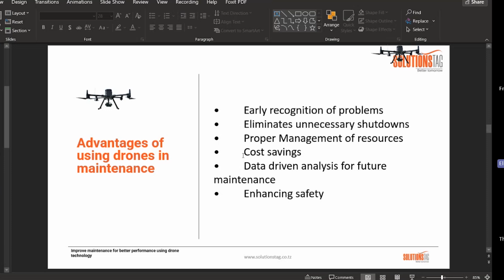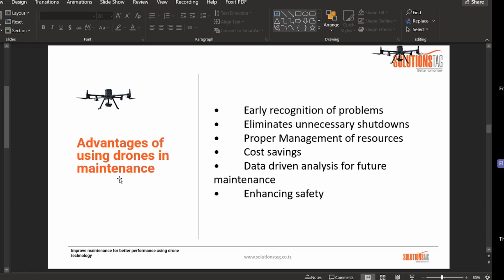But also cost savings, because using drones, you don't necessarily need a huge number of people to inspect these facilities now and then. Just one drone can inspect the whole facility in some hours. So each week, you can use a few hours to run the drone and inspect the facility.